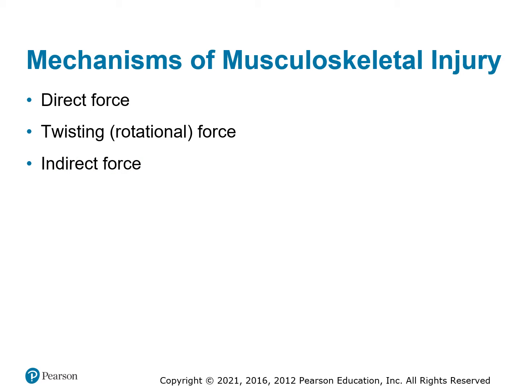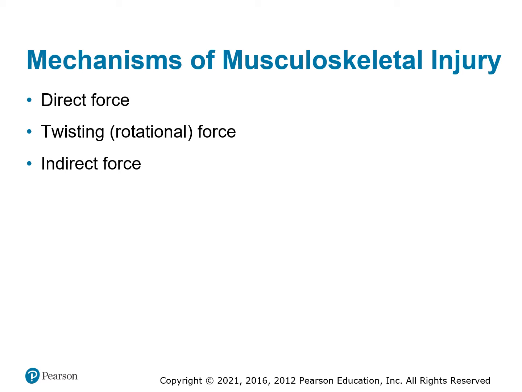Now moving into the general guidelines for emergency care. The first thing we're going to look at here is the different mechanisms of musculoskeletal injury. So the first one being direct force, exactly as it sounds. Direct force puts enough pressure or compresses the bone in a sense that it can cause the fracture.